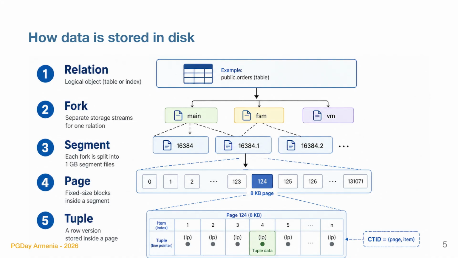Inside the page, it also has its own structure. It has some headers. It has pointers to the tuples, the tuples themselves, and every tuple is identified by a CTID. The CTID is a pair of numbers. The first number will indicate the page ID, and the second number is the offset of the tuple inside that page.